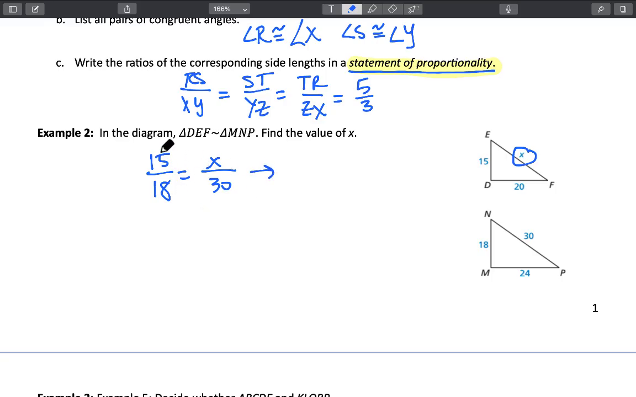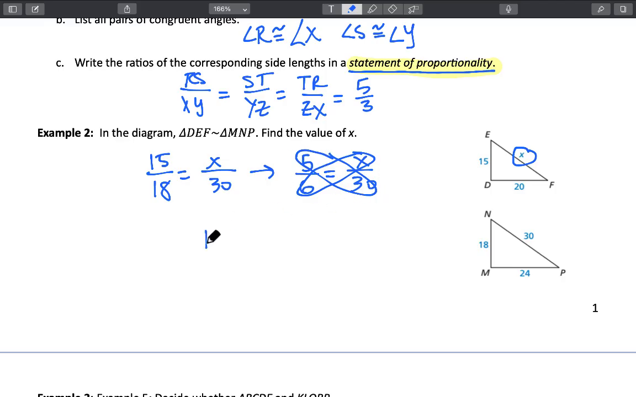So this one would be reduced to here. 3 will go into that 5, 6. And then we can just keep this here as X over 30. Now we're going to take our cross product when we solve a proportion. Remember, we multiply the extremes and the means here.